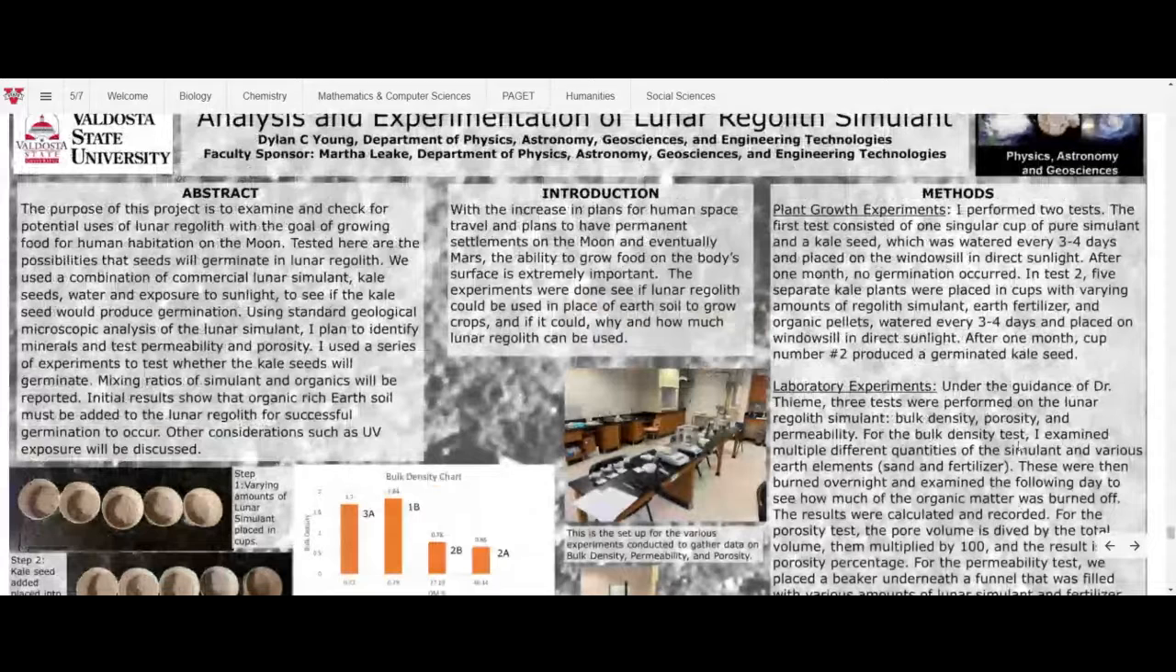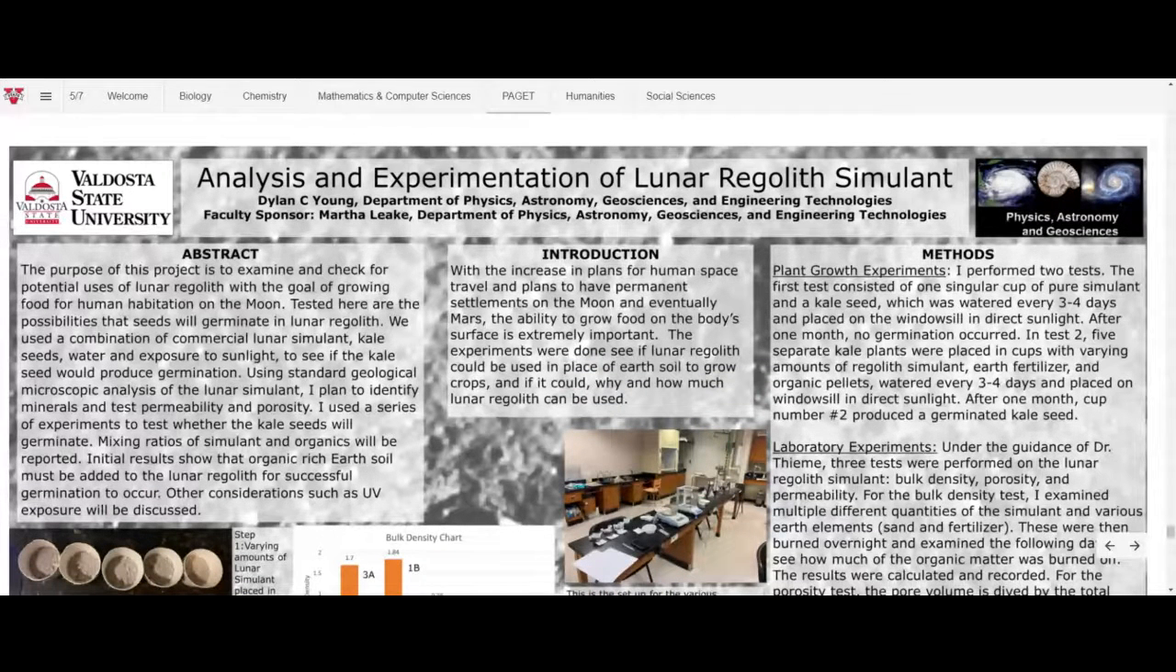So my project, as it says, is the analysis and experimentation of lunar regolith simulant, and the idea that I had for this was, with the advancing technologies, the plans for more deep space missions, both back to the moon as well as planned missions for Mars. With the idea of having a human colony there, I wanted to know what use the local simulant, or regolith as it's called, could be. Could it be used for plant growth or other things?